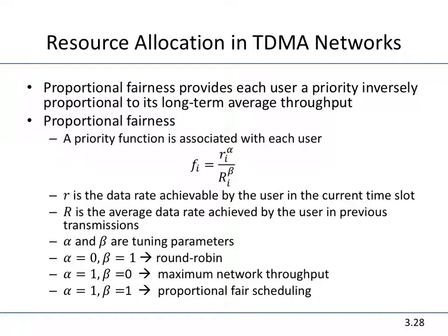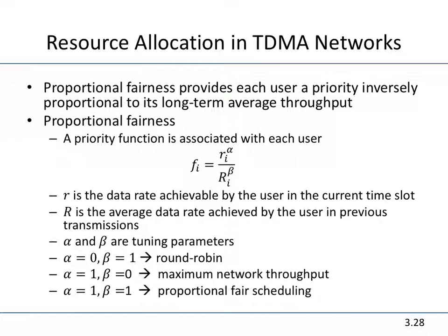How? This means that if a user has a maximum instantaneous rate, then if the capital RI is not there, I will give the resources to this user all the time. But what will happen is, if I did that for the last, say, two or three time slots, what will happen? His average rate will increase.